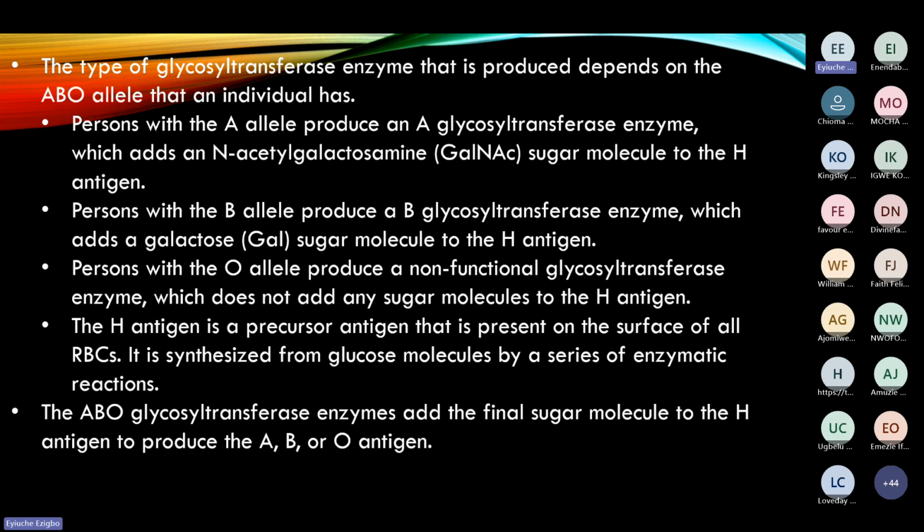It is present on the surface of all red blood cells. It's the precursor antigen on which the glycosyltransferase adds the sugar. Okay, it is synthesized from glucose molecules by a series of enzymatic reactions. So the H antigen is the precursor antigen. The ABO glycosyltransferase enzyme adds the final sugar molecule to the H antigen to produce the A, B, or O antigen, depending on the allele the individual has.